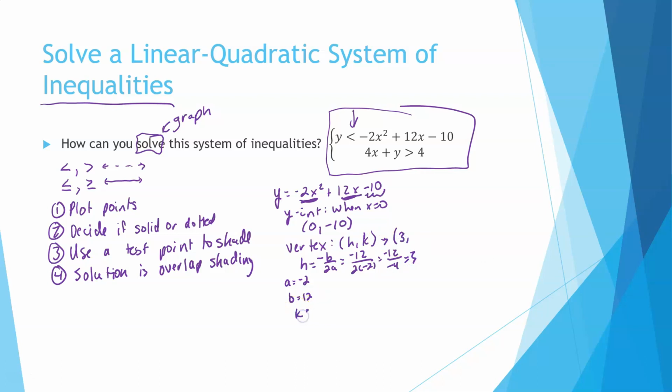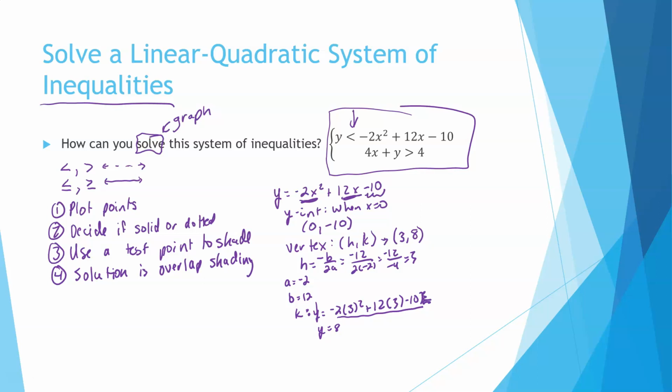And then remember to find k. Because we know the x, we plug it back in to find the y. So it's going to be y equals negative 2 times 3 squared plus 12 times 3 minus 10. Remember we talked about back in section 2 again that we can just type all of that into our calculator, and I believe I got y equals 8. So I guess that's the k. So my ordered pair for the vertex is 3, 8.